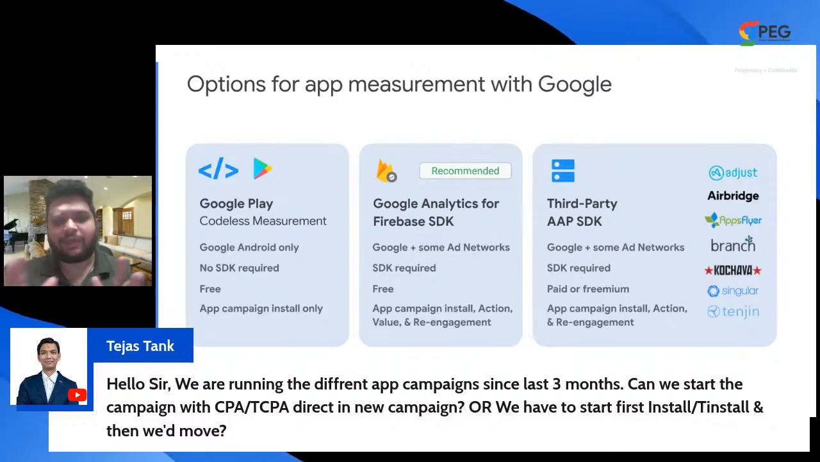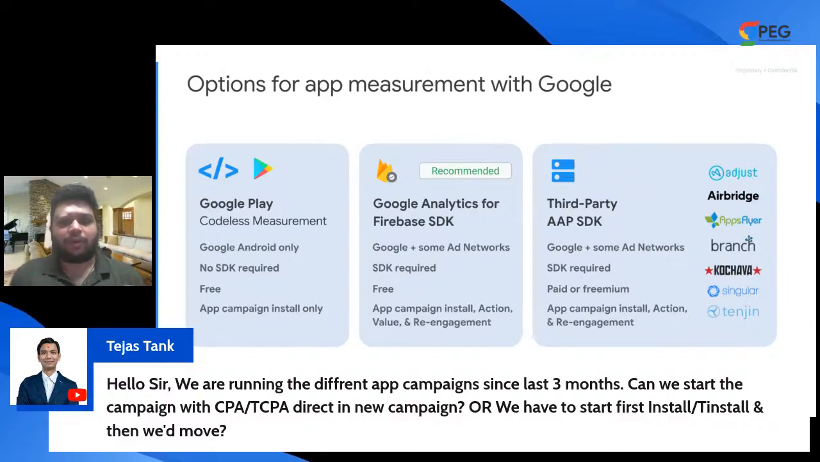Whereas if you want to track in-app conversions, now let's explore the options that we've got. The second option that you see on the screen is Google Analytics for Firebase. With that, it is available for Google and some other ad networks as well, and here you will require an SDK.